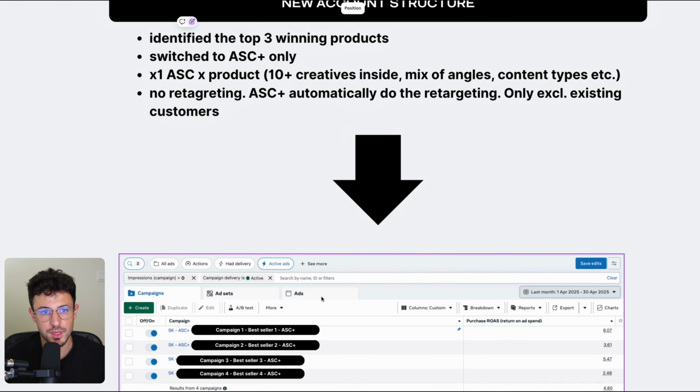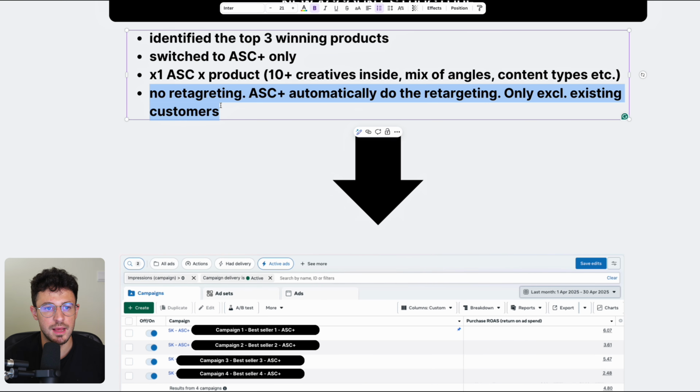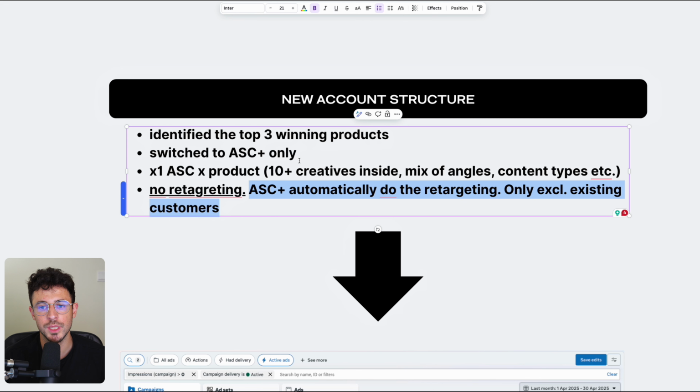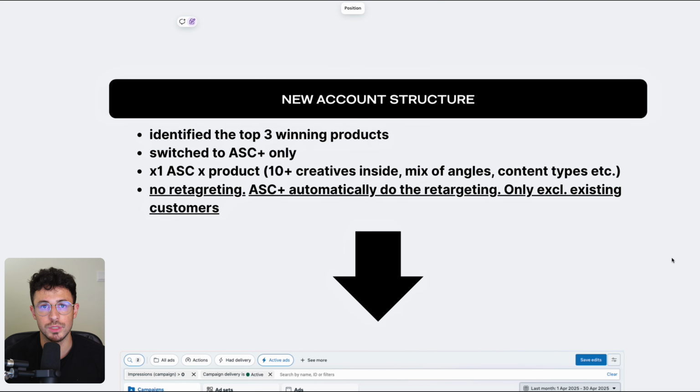So as you can see here, we didn't have any retargeting, just to mention this as well. We did not have any retargeting, and Advantage Shopping Plus was automatically doing the retargeting. The only thing that we did was exclude existing customers, because we don't want to target again people that already bought from us, and these people should convert more with email. And of course, in the future, ideally we will create another campaign targeting only existing customers in order to maximize retention, but the budget we're going to put there is going to be very, very low.